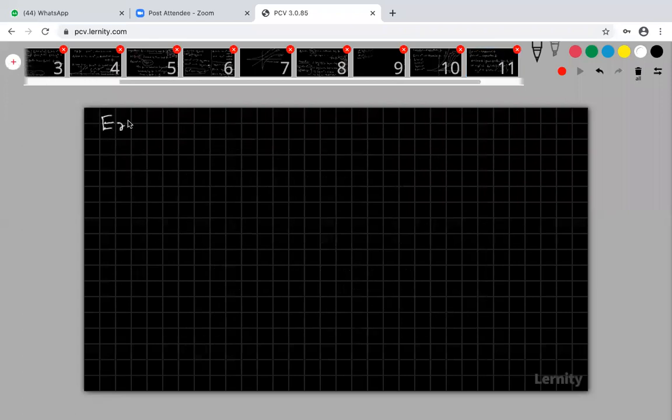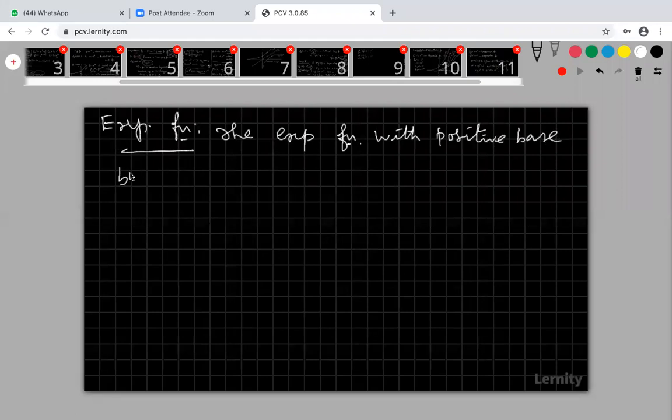Right, now come to the definition of exponential function. What is the definition of exponential function, sir? My exponential function definition is: the exponential function with the positive base b greater than 1. This is b, the base, which is positive but always greater than 1, is the function y is equal to b power x. This is my exponential function, b power x.